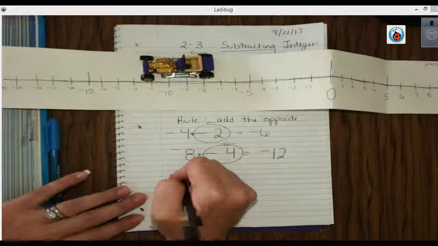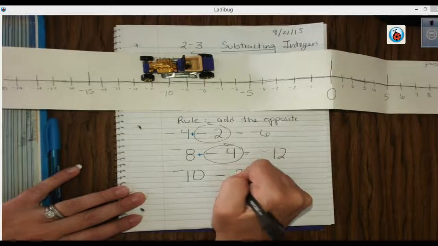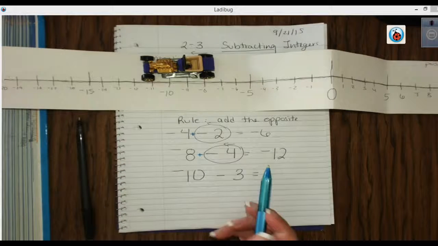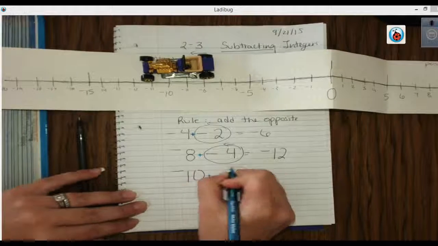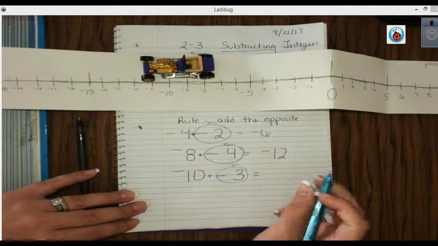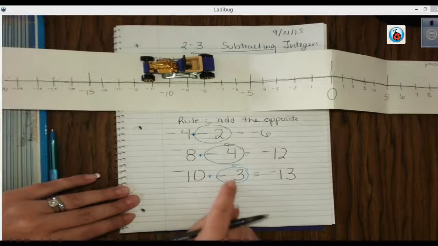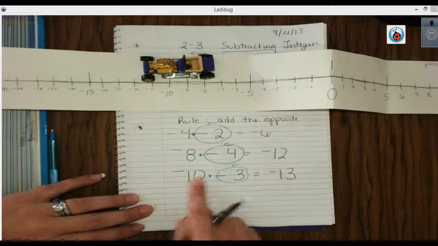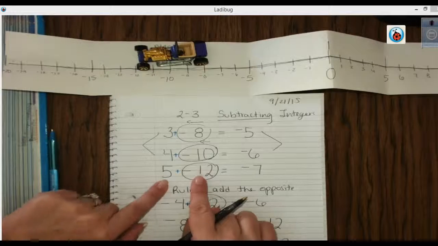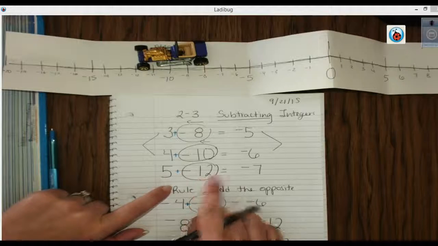Let's say we have negative 10 minus 3. If we use our rule, we have to add the opposite of the second number. So what happens? Negative 13. Notice that the same rules for adding apply. We have the same sign. Same sign. Add and keep the sign. So what happened up here? Did we have same or different signs? Different sign. Subtract and keep the sign.